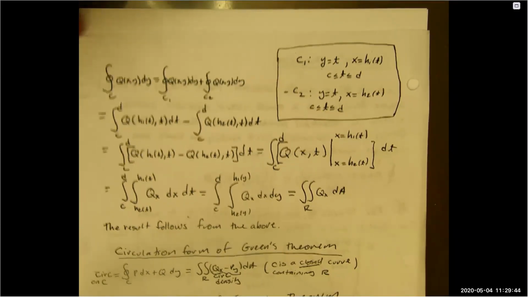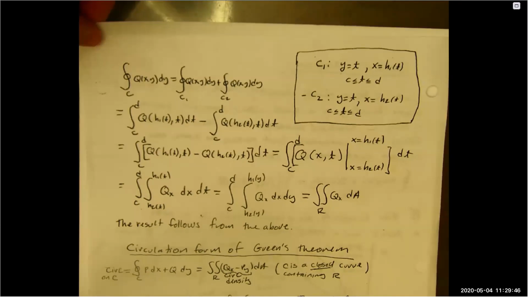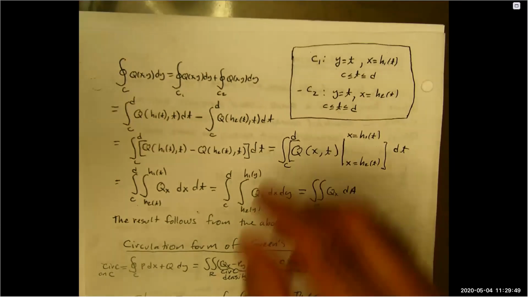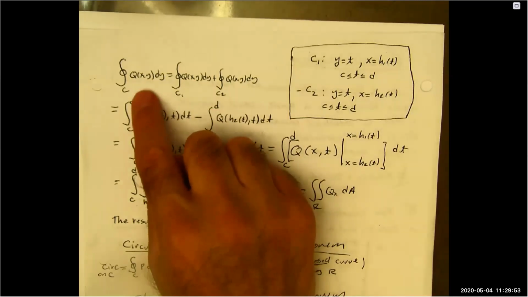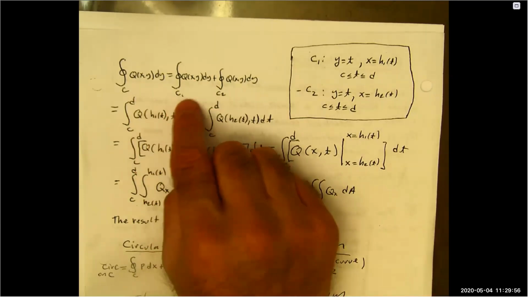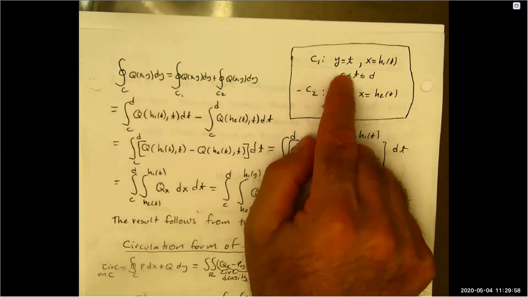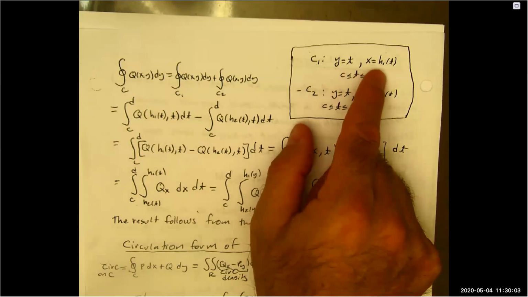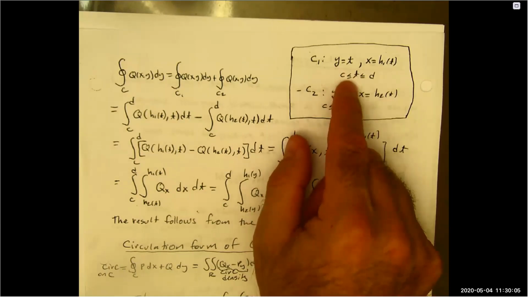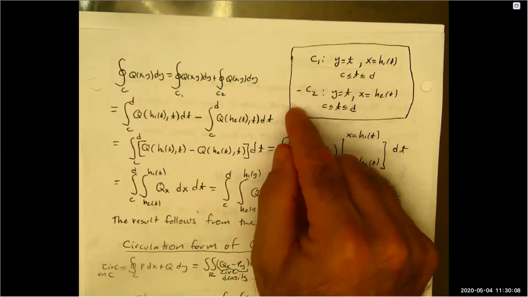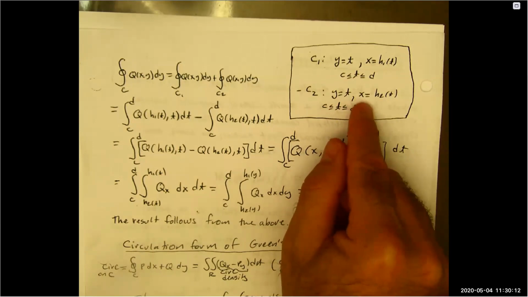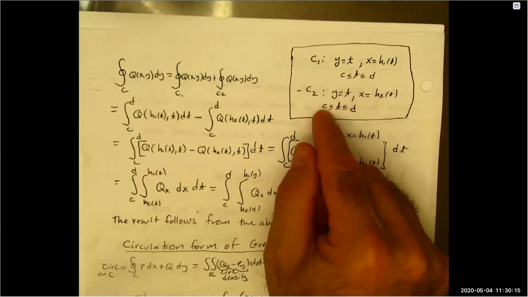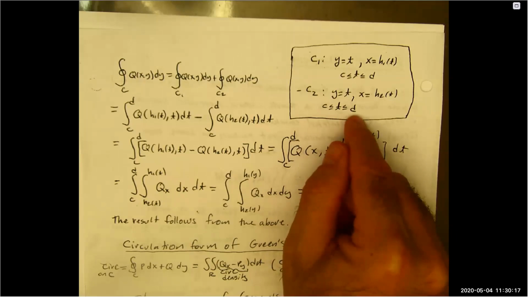So now we're going to use the function where x is a function of y. So we're going to have the integral of Q over C is equal to C1 plus C2. In this case, for C1, we have y equal to t, and x equal to h1 of t, and t is going to go from c to d. And then minus C2, you let y equal t, and x is equal to h2 of t, and t is going to go from c to d.